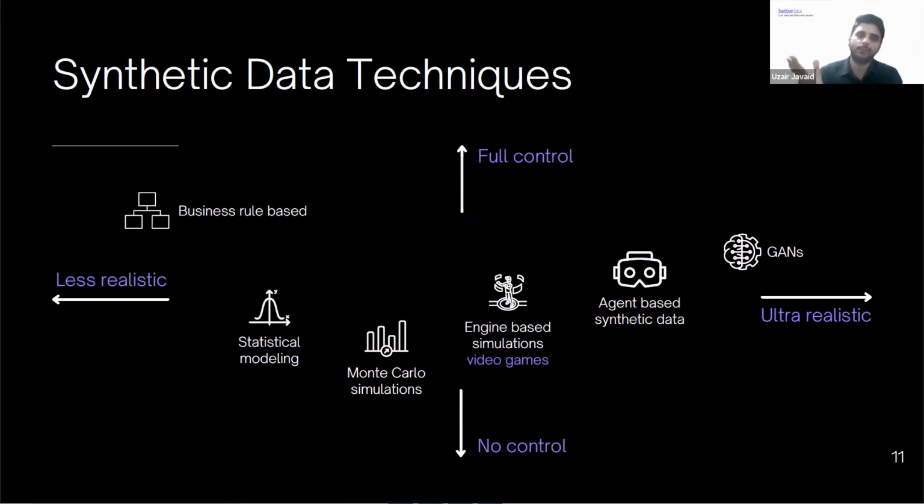So as we move on the right-hand side of the spectrum, the realism of the data increases. And with GANs, essentially, this is where we are placed. These are deep neural networks. And with GANs, you are being offered more control over the data generation process itself, all the while being more realistic. So I'm not going to go through all of them, but in the interest of time, GANs, since at BetterData, these are the fundamental techniques that we are using.